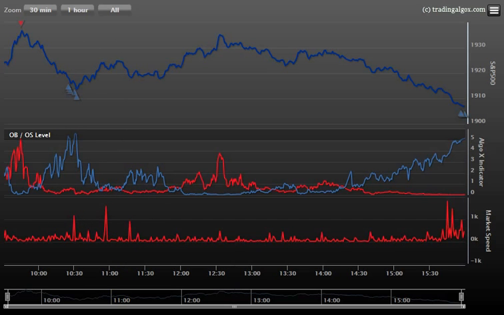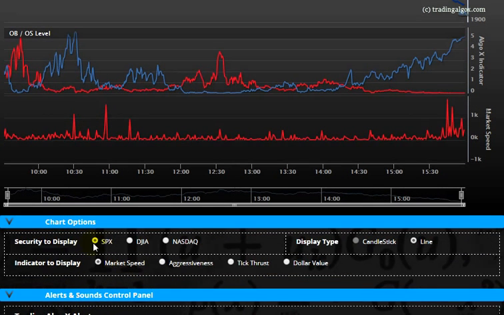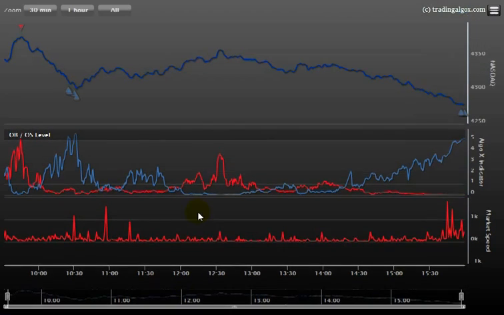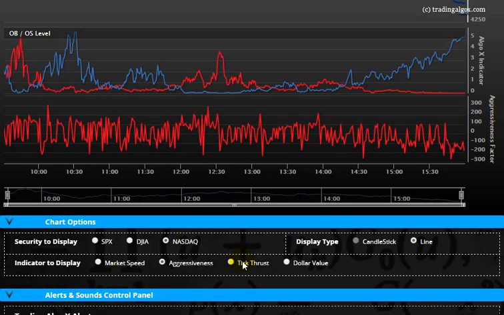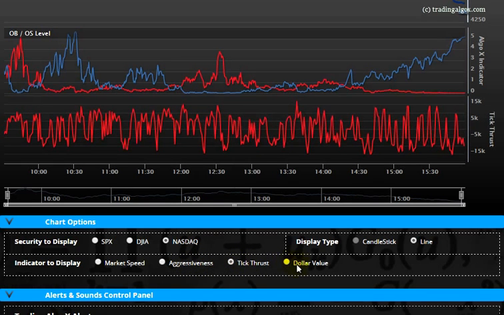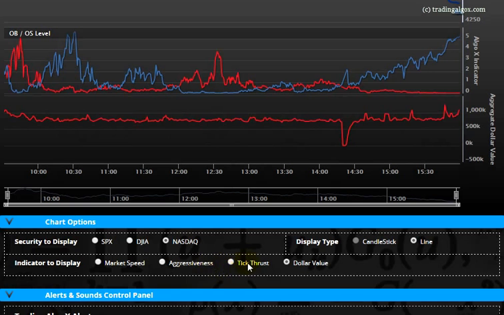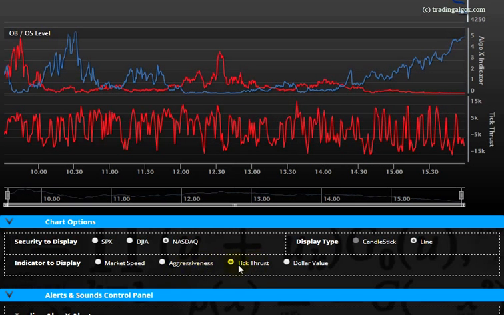You can come down here and see in the chart options section the security to display. You can display the S&P index, the Dow Jones, or the NASDAQ, which is up here. And you have the option of which indicator, which is essentially which auxiliary indicator to display. The choices right now are market speed, aggressiveness, tick thrust, and dollar value.